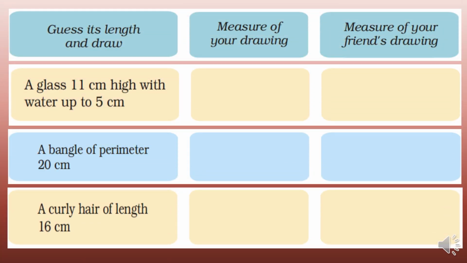a glass 11 centimeter high with water up to 5 centimeter, a bangle of perimeter 20 centimeter, a curly hair of length 16 centimeter. This exercise also you have to do on your own in your textbook, and then you have to measure your drawing and write it in your textbook. You can ask your friends their measurements and you can copy them down in your textbook.